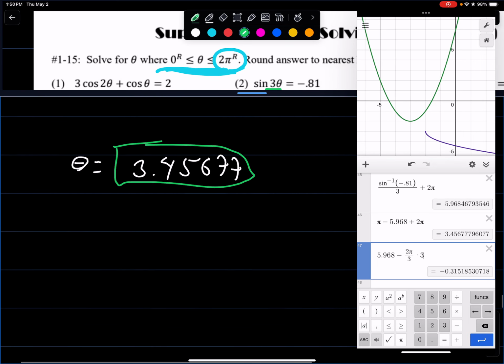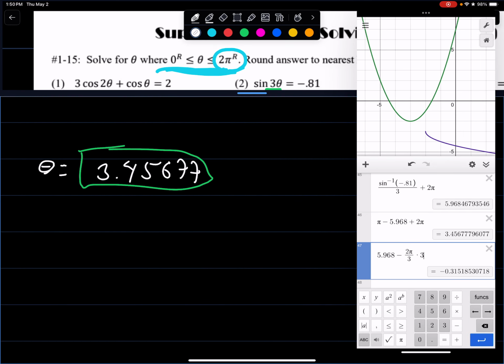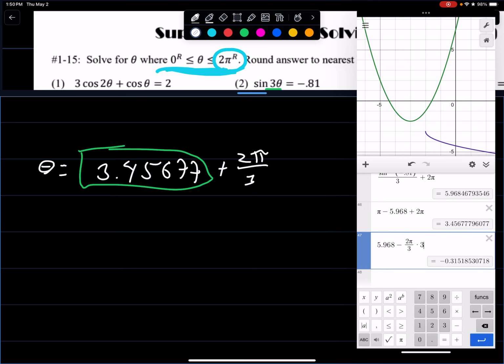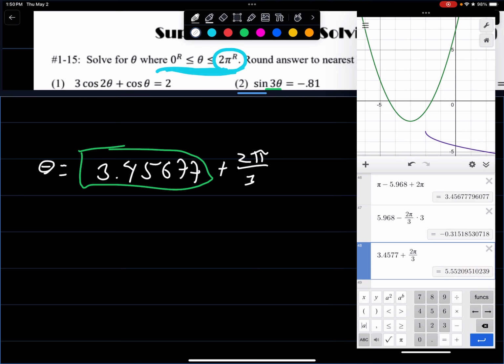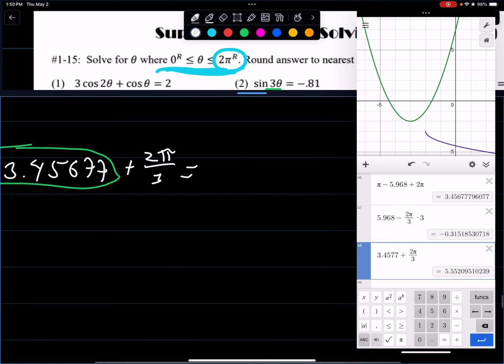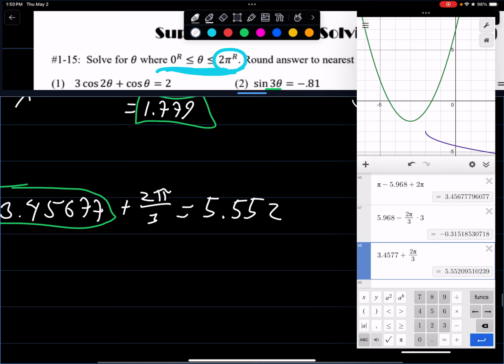We do the same exact thing for this other solution we found. Here we can actually add 2 pi over 3. That'll be slightly less than 6, 3.45677 plus 2 pi over 3. So that'll be 5.552. That'll be one of our solutions. And then if we tried to add another one, obviously it would be too large, over 6, so we can't do that. But we can also just subtract the 2 pi over 3 from this one.